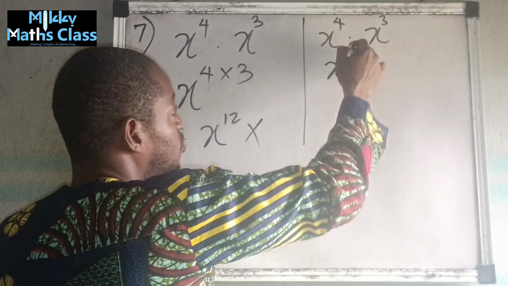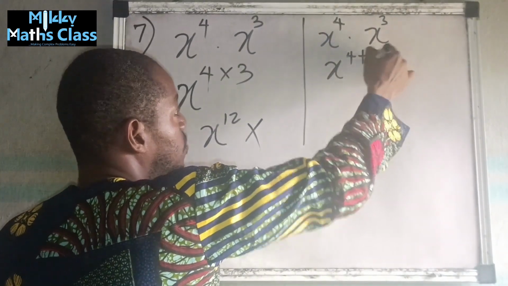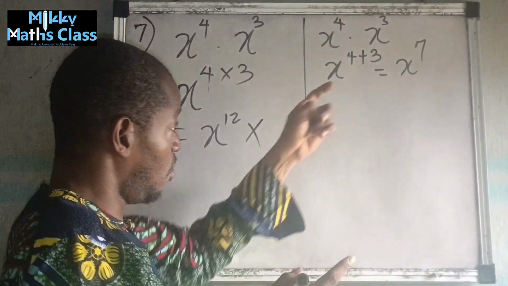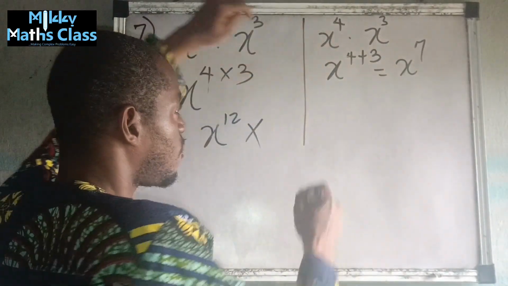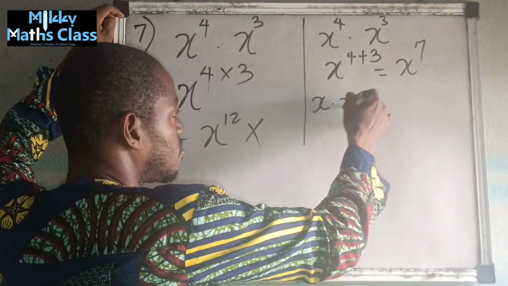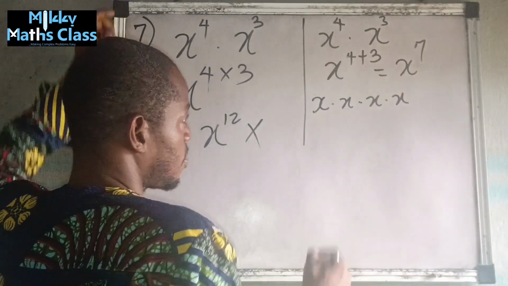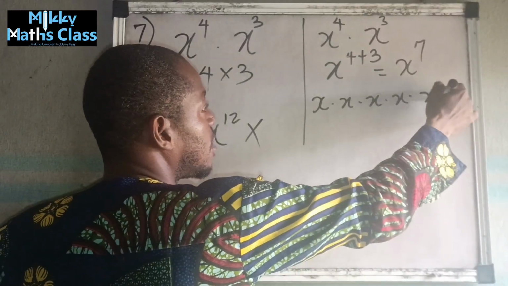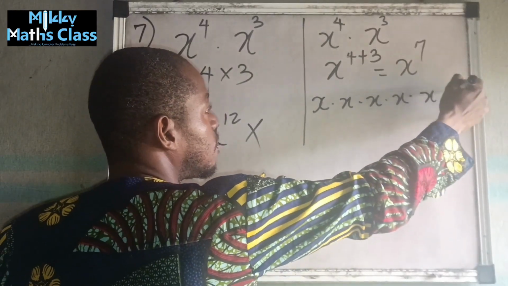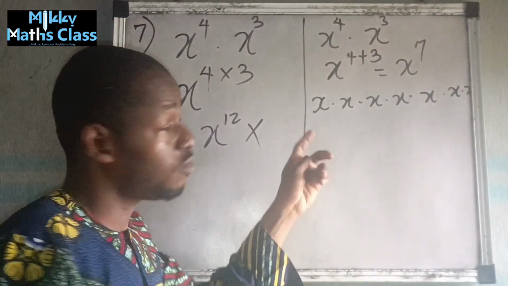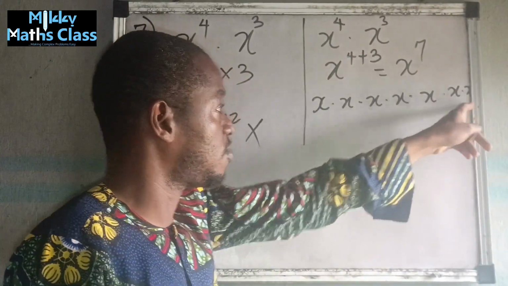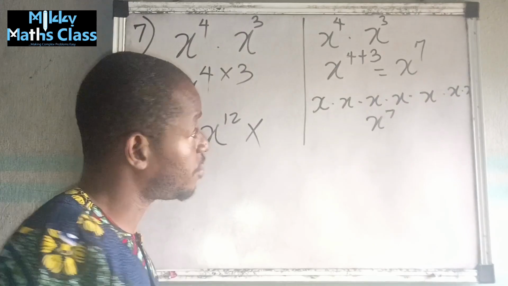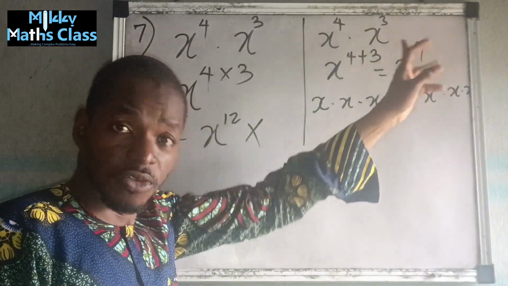This should have been x to the power of 4 plus 3, which is equal to x to the power of 7. How do we get that? Or why is this one correct? Look, x to the power of 4 means x times x times x times x. X to the power of 3 means x times x times x. Now, how many x did we see here? 1, 2, 3, 4, 5, 6, 7. X to the power of 7. So this is a little way of proving it, showing you that this is correct.